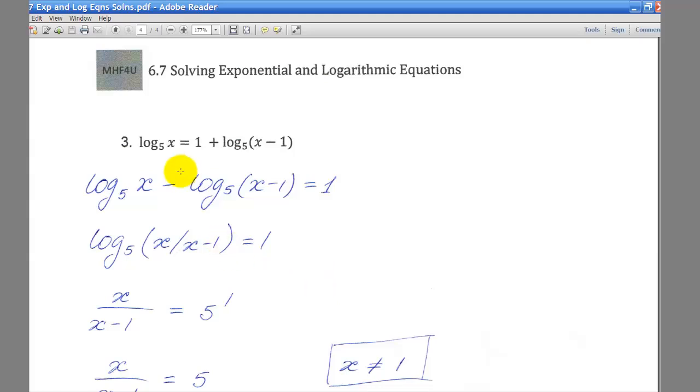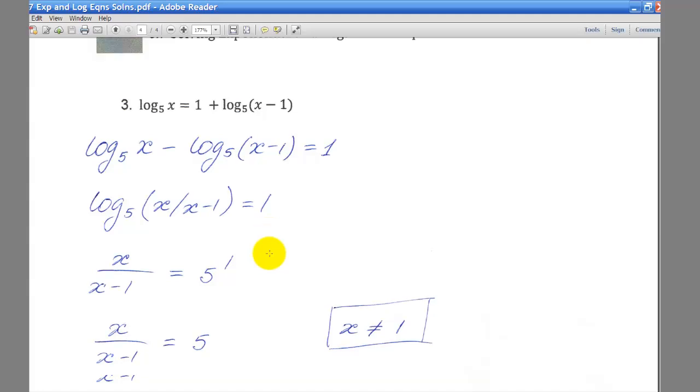In our last example, we're going to be dealing with a quotient rule. If you look here, I can move log 5 of x minus 1 to the other side, and I'm going to have a quotient rule. So log 5 of x minus log 5 of x minus 1 equals 1 can become log 5 of x divided by x minus 1 equals 1. Again, if I apply the characteristics of log to this, I'll get base to the power of 1 equals the answer. So 5 to the power of 1 equals x over x minus 1.